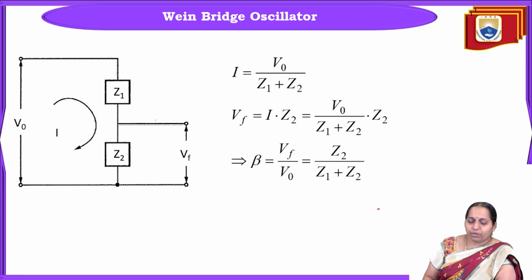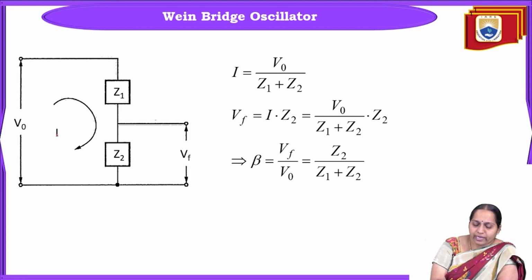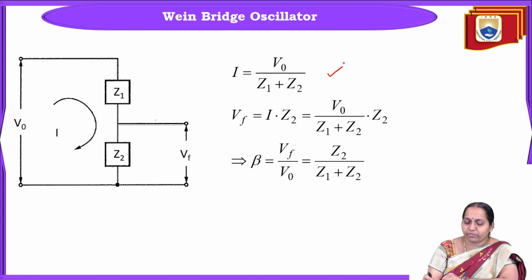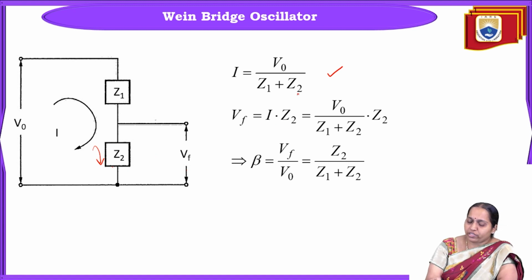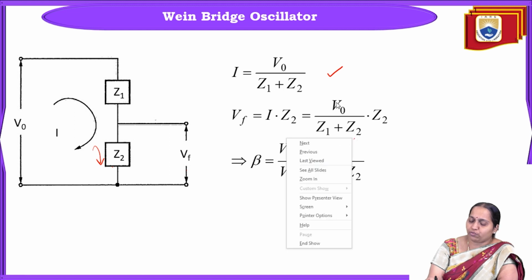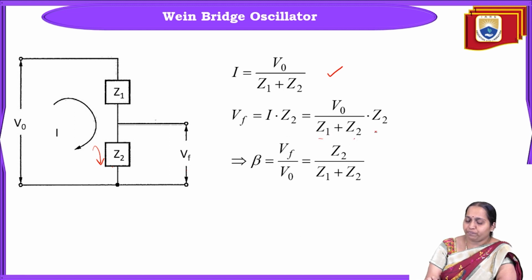Now applying KVL, we'll get I equal to V0 by Z1 plus Z2. And similarly, what about Vf? Vf is equal to I into Z2, because the current flowing through impedance Z2 is I. What is I from the previous equation? V0 by Z1 plus Z2. So Vf is equal to V0 by Z1 plus Z2, into Z2.